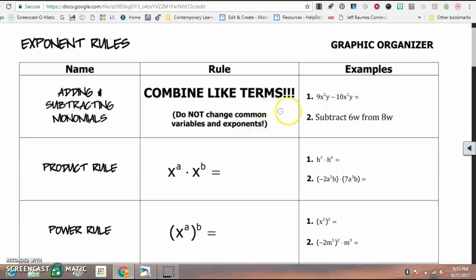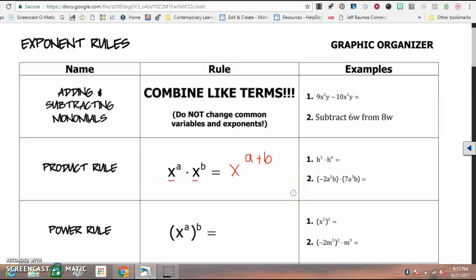I am going to skip the first one for right now, only because that's not something that we've been really working on lately and it's not on your test at this point. The product rule, that was the first rule we learned. And what we decided was that if the bases here were the same, all that we had to do is add the exponents. So would you please write on your paper x to the a plus b. That's how we remember this.